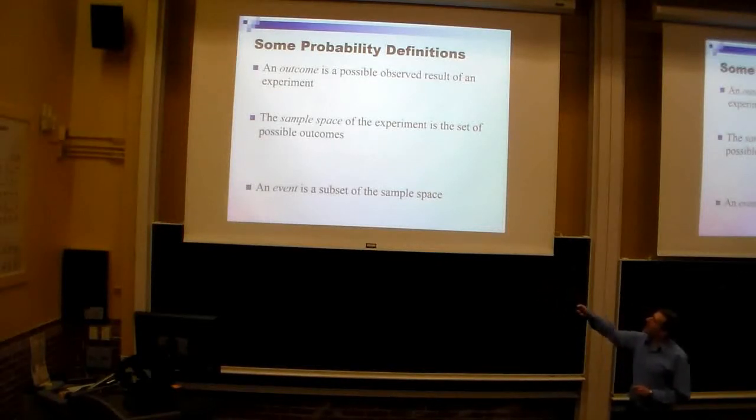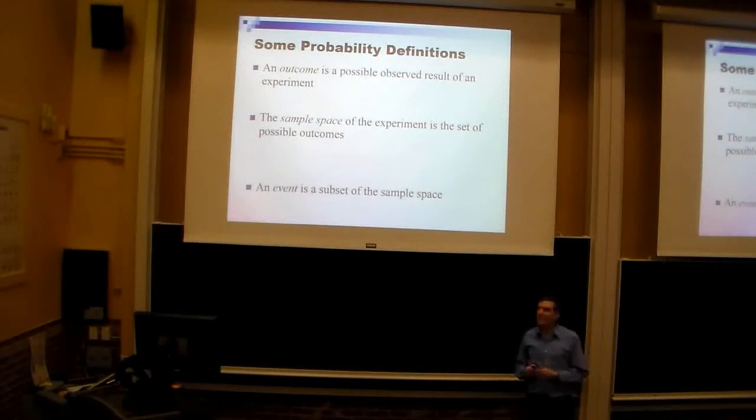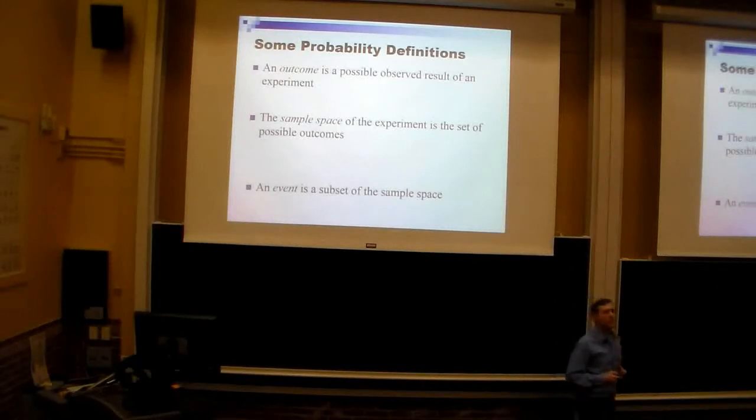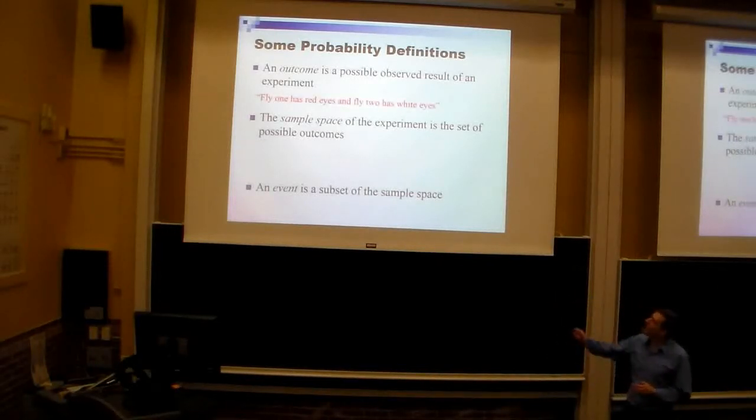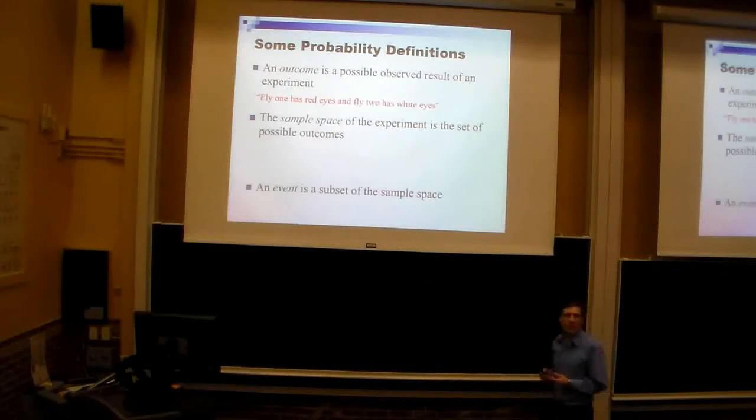So one aspect of probability that we need to know about is the notion of an outcome. So in an experiment, a probabilistic or statistical experiment, an outcome simply means the things that might happen. So if we are looking at flies in our F2 generation, maybe we look at two flies, that might be an experiment. Then one possible outcome is the first fly has red eyes and the second fly has white eyes. That would be an example of an outcome of an experiment.